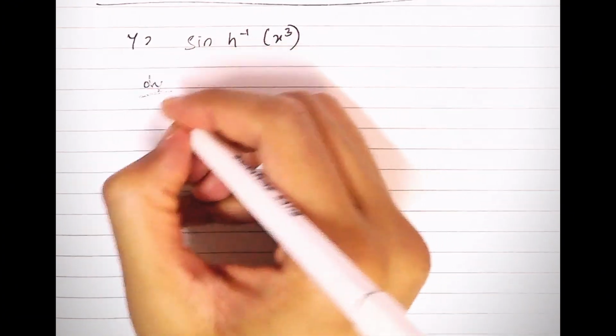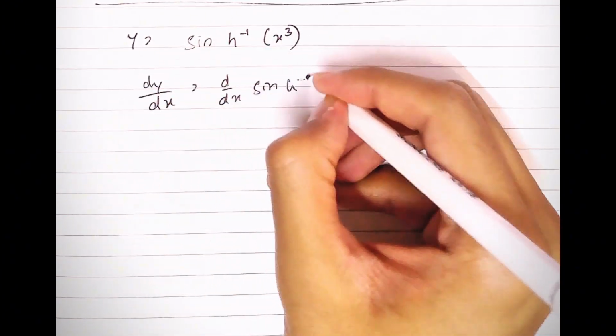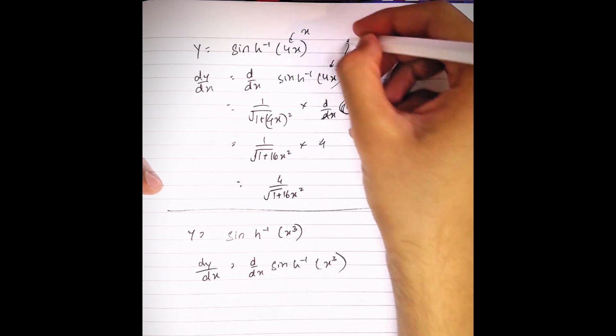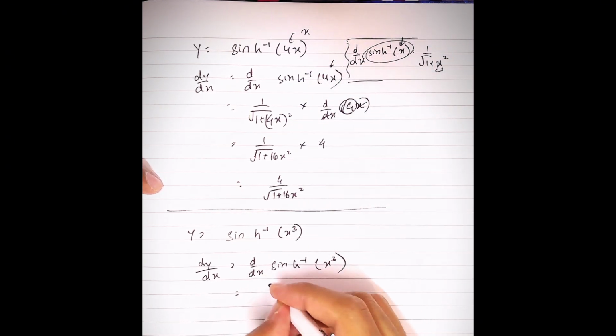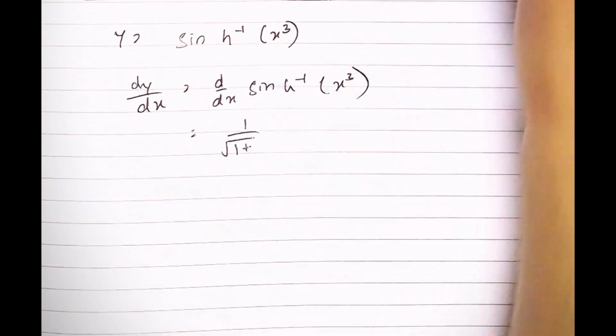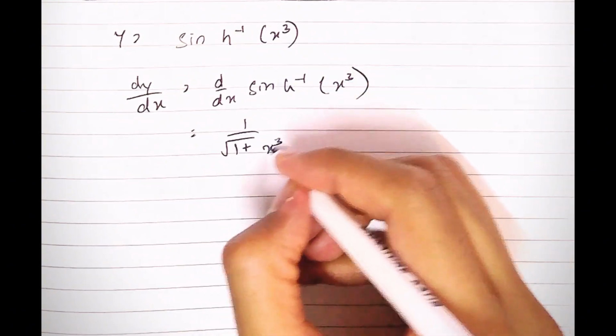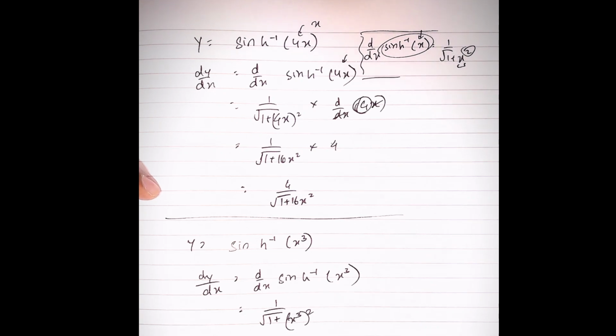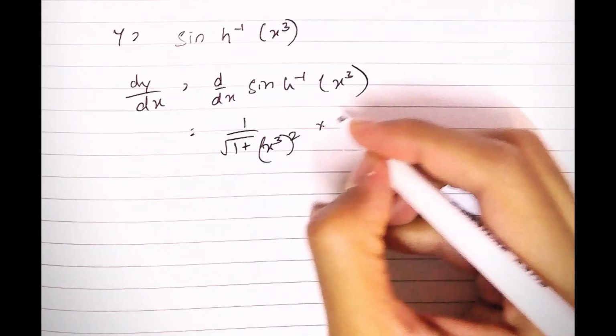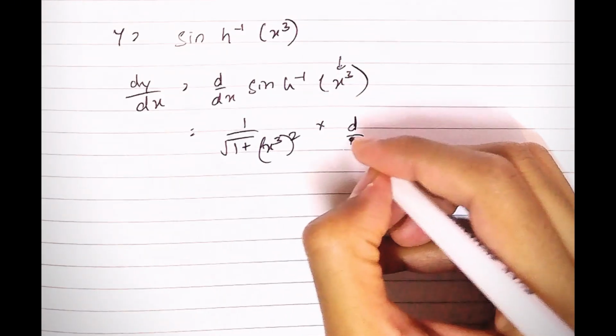Now we have to find the derivative of sinh inverse of x cubed. So let's apply the differentiation on both sides of the equation. Now we just studied right over here that the derivative of sinh inverse x is 1 over the square root of 1 plus x squared. So the square root of 1 plus, instead of writing x, we will write x cubed, and the whole square will be as it was in the original formula, multiplied by the derivative of the angle, so it is x cubed.